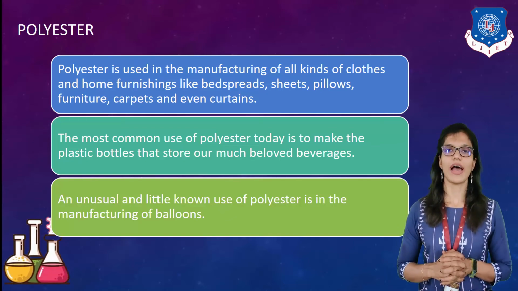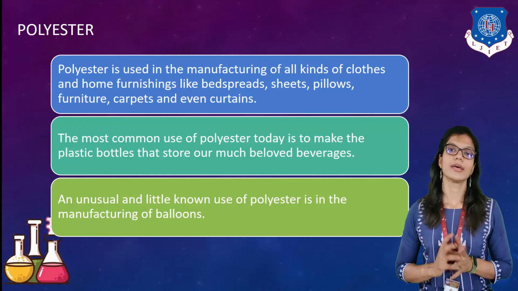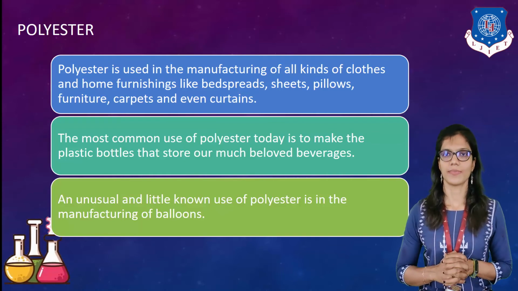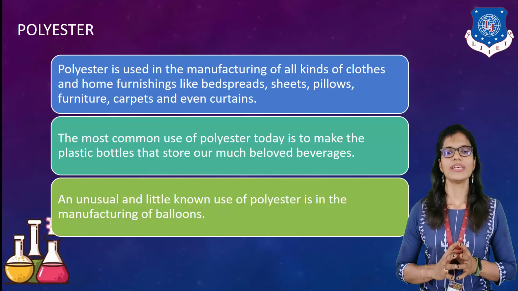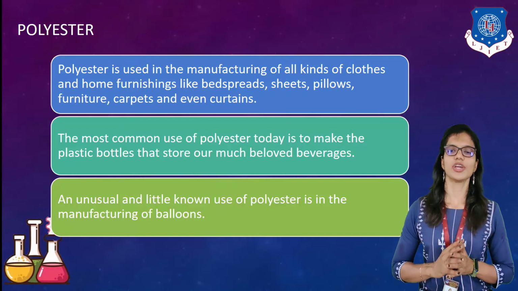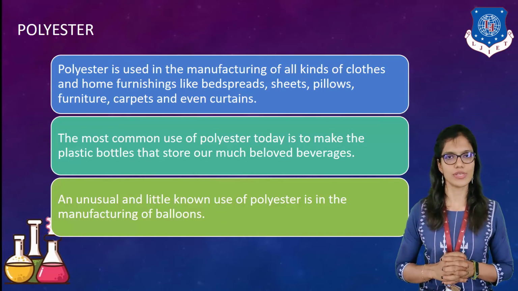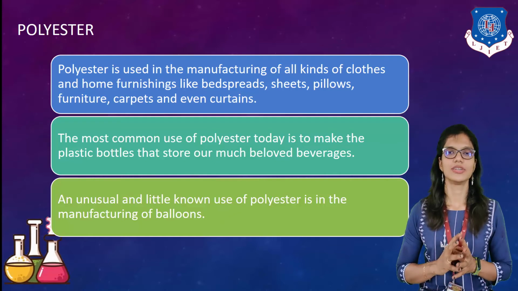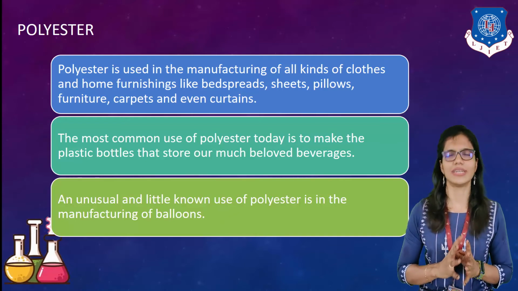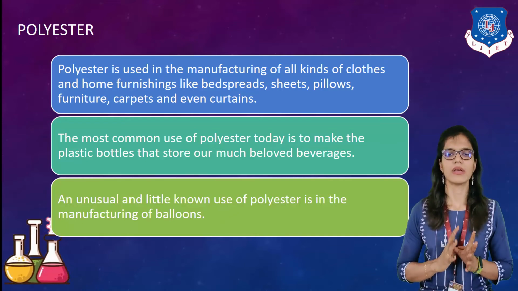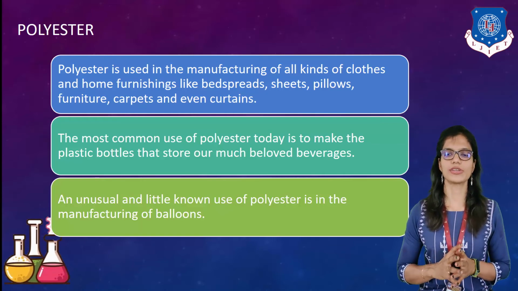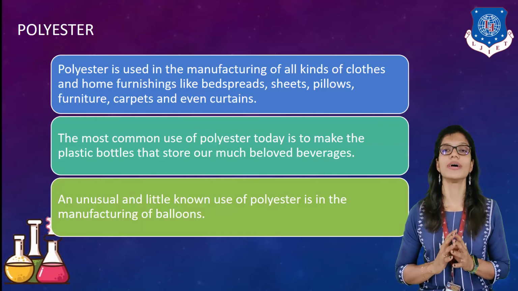Next one that we will have here is polyester. Polyester is used in the manufacturing of all kinds of clothes, of home furnishings like bedspreads, sheets, pillows, furniture, carpets, and even curtains. The most common use of polyester today is to make plastic bottles that store our much beloved beverages.